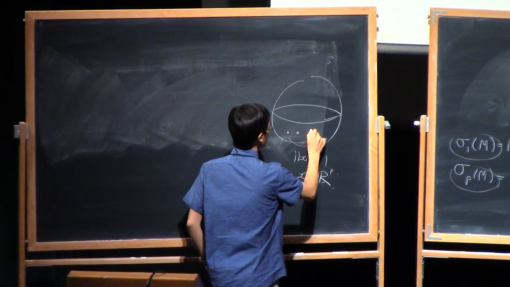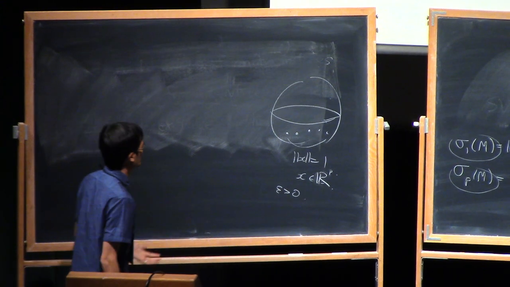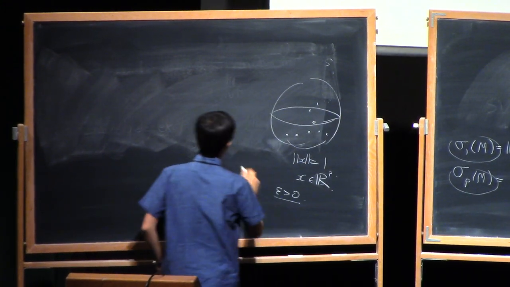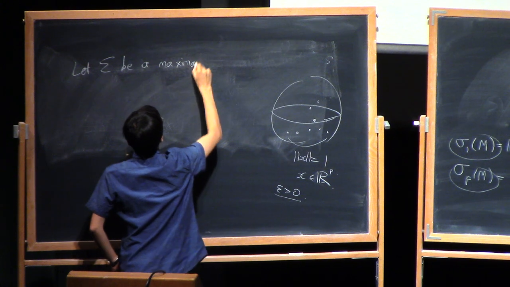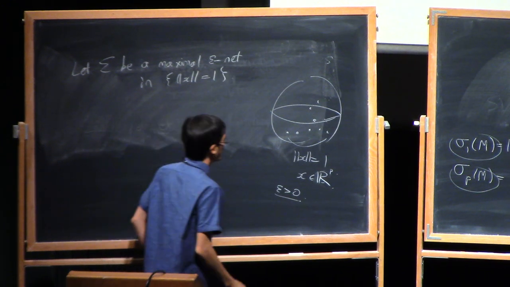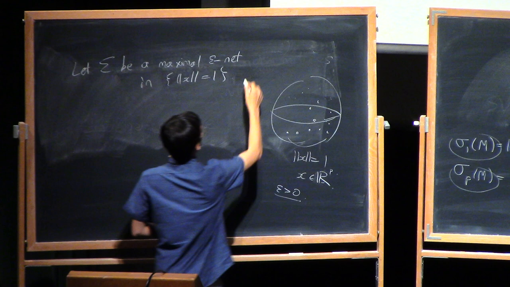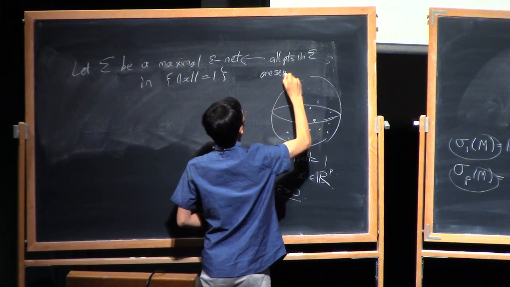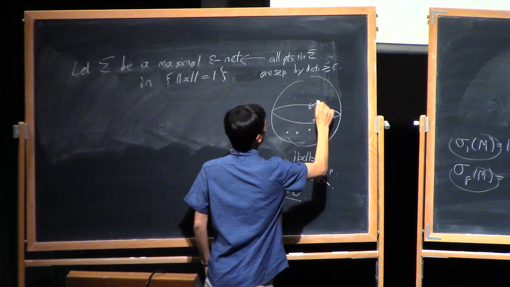So what we're going to do is discretize the sphere. We're going to pick some small scale epsilon. You can actually take it to be something like 1/10. Then we'll let sigma be what's called a maximal epsilon net in the sphere. So in the sphere, you take a finite set of points sigma, which is an epsilon net. Epsilon net means that all points in sigma are separated by distance at least epsilon. So all these points are at least epsilon apart.